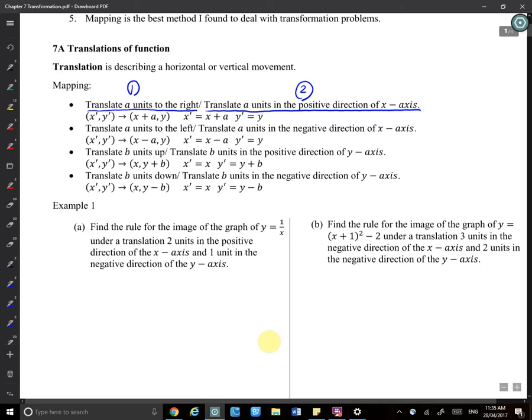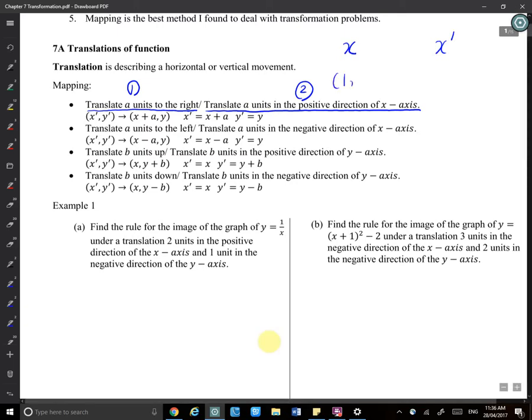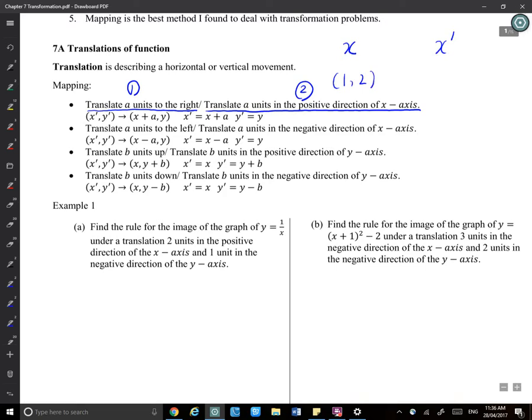So what will that do for mapping? Remember you have your original x and you have your new x. That's the x from your old graph, and that's the x from your new graph. Let's have a think. If you translate a graph A units to the right, let's say 2 units to the right, and you have the point (1, 2) at the beginning, what will the resulting point be? Translate 2 units to the right.